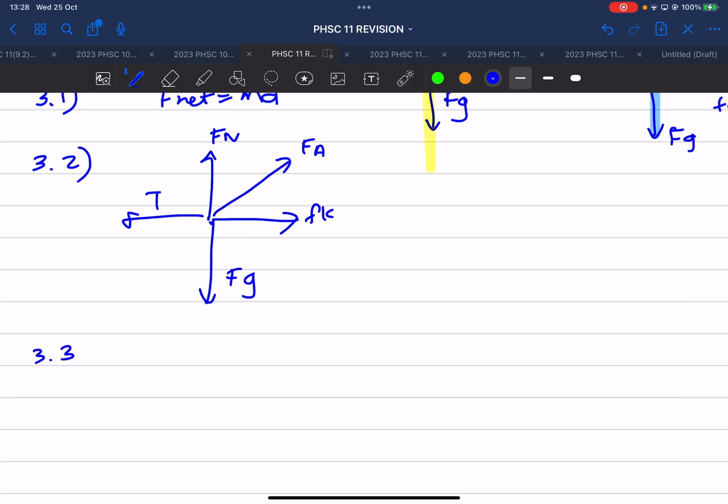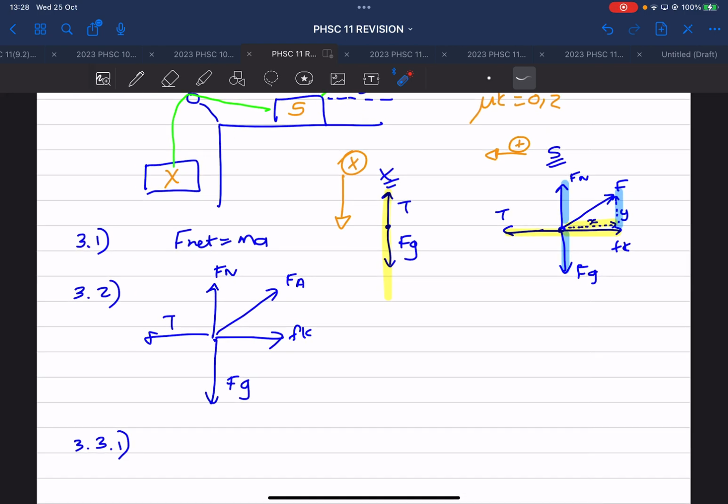Then 3.3.1, they say calculate the magnitude of the normal force acting on the block. 3 marks. Now, if it was just as easy as normal force is equal to Fg, that would not have been a question at all. So the fact that they ask you that must give you a clue: wait a minute, there's something fishy going on with normal force. Where is normal force? I highlighted it blue. So I must look at all the blue forces together.